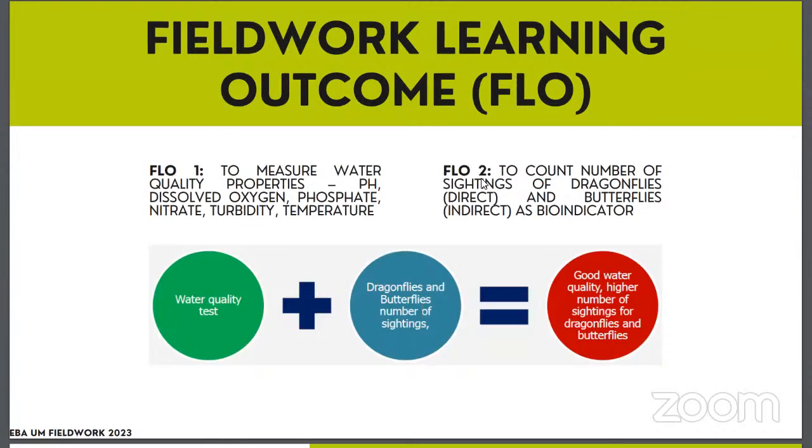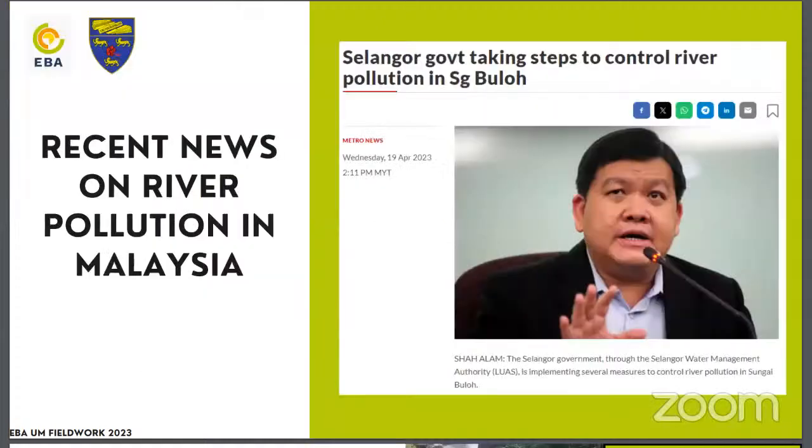Okay, next slide, Amirul. All right, so these are the field learning outcomes of this work. We have a water quality test with parameters such as pH, oxygen, phosphate, nitrate, and temperature. And then we count the number of sightings of dragonflies and butterflies. If water quality is good, we should see more dragonflies and butterflies. If the water quality is bad, we should see fewer dragonflies and butterflies. All right, so we move on to the next slide.